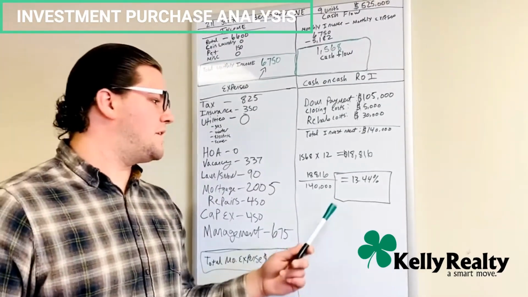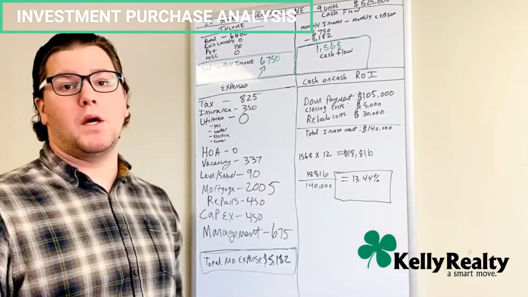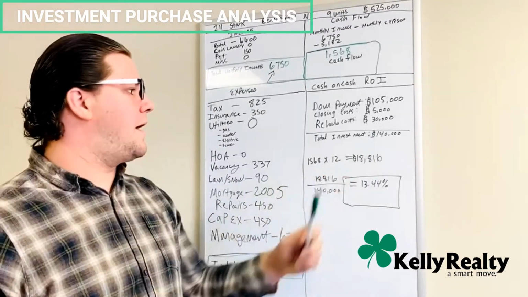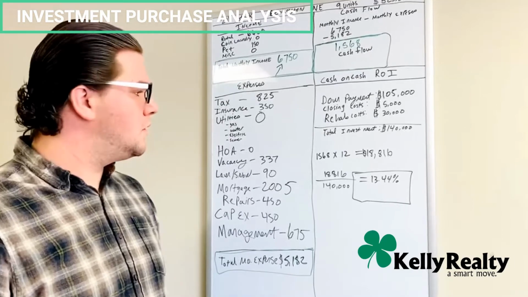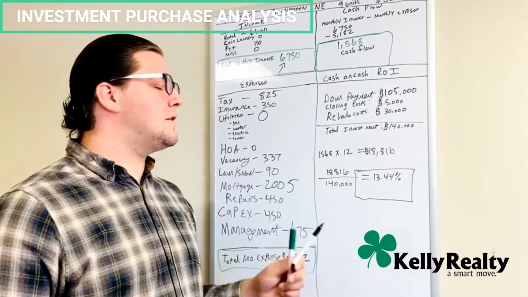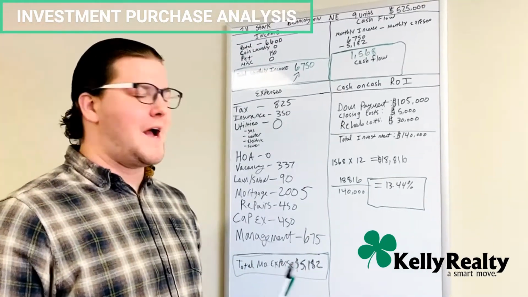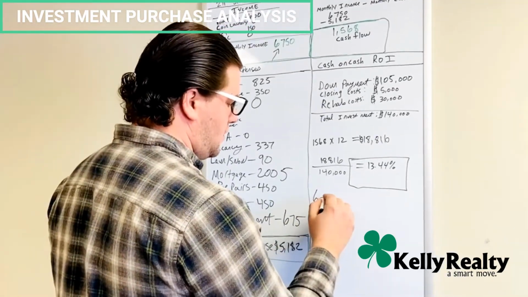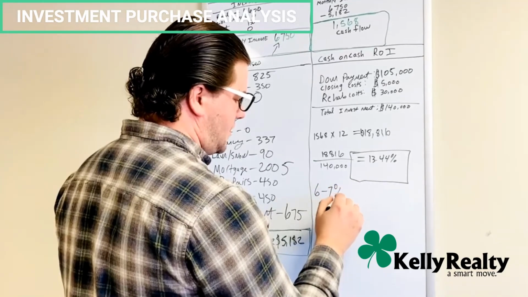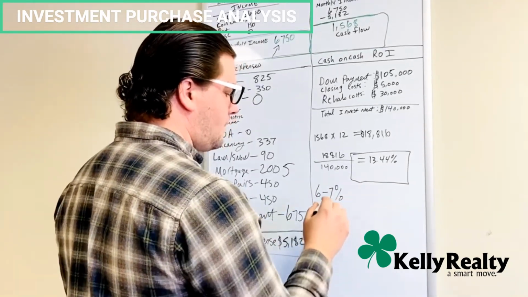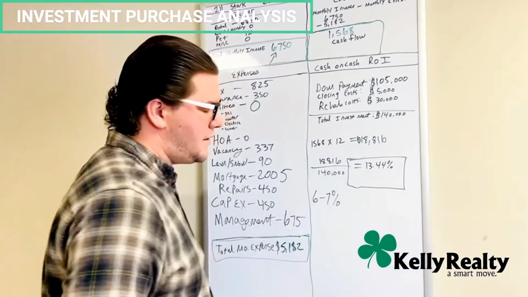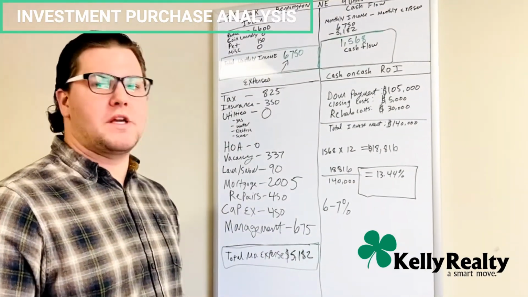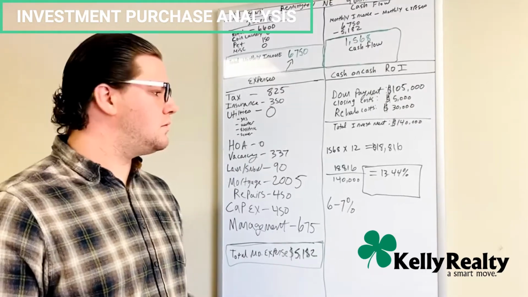Now, in order to decide whether or not that's a good number, you just have to think about what kind of return you could get with that money if you put it somewhere else. For example, if you put it in the stock market over the last 100 years, the stock market has gotten about a 6 to 7% return year over year. So 13% is roughly double that. I'd say it's a pretty good cash on cash return, in my opinion.